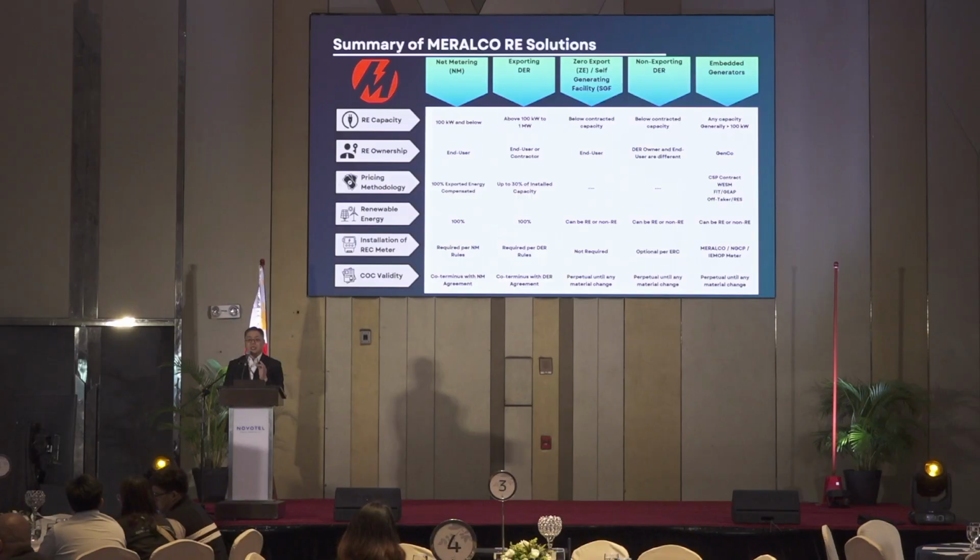And the main difference between a zero export and non-exporting DER is the second row. In zero export, the end user is the owner of the facility. So the house owner is also the owner of the solar. For non-exporting DER, it is a requirement that the house owner and the owner of the RE facility are different. Okay? And since they are not exporting to the grid, installation of the REC meter is either not required or optional, as per our clarification with ERC.